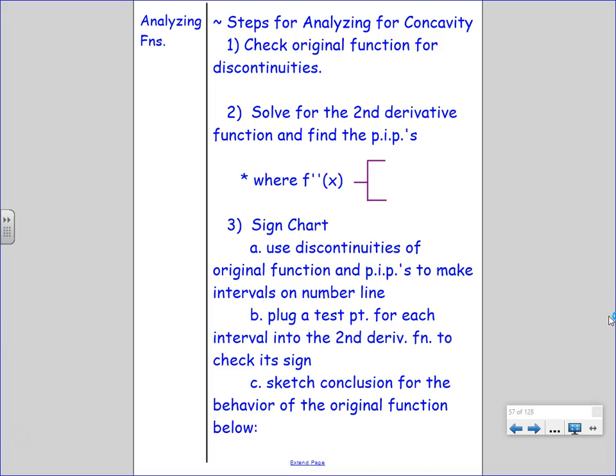Discontinuities. Oh! Pitchfork. Wait, but of who? Oh! And a sign chart for who? You use these and these in a sign chart, and then you find the sign of who? And what does that tell you? The conclusion, positives and negatives, the sign of f double prime tells you concave up or concave down for f.